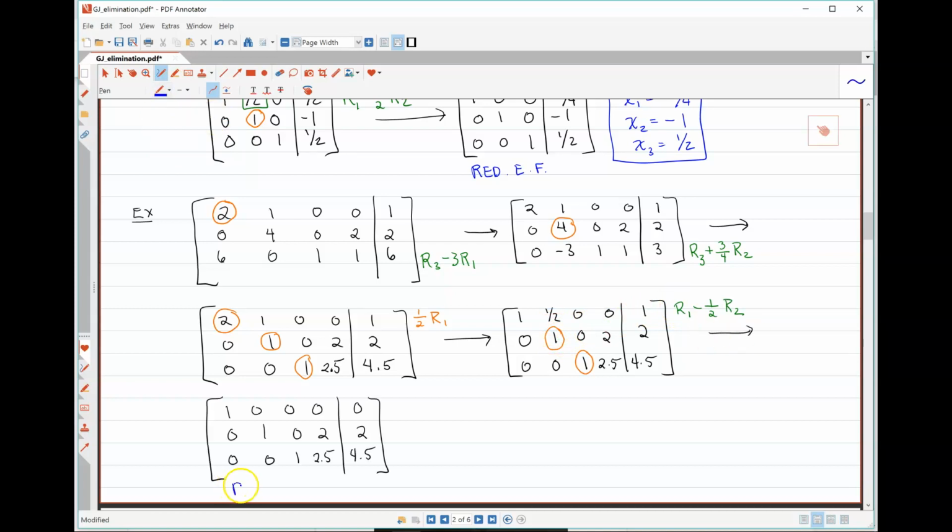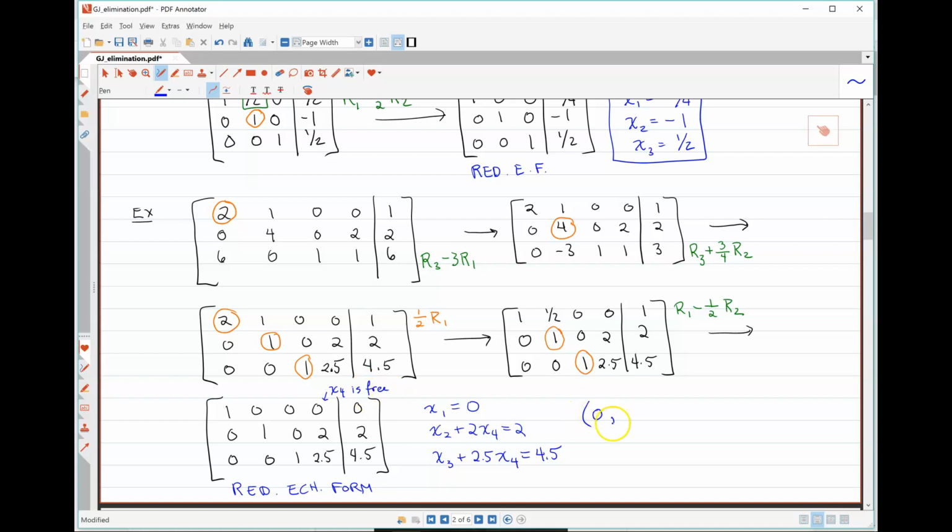And this matrix is in reduced echelon form, as we were hoping, and I can just read off the solutions now. This one says x1 is equal to 0. This second one says x2 plus 2x4 is equal to 2. The third one says x3 plus 2.5 x4 is equal to 4.5. And if we take a moment to note, there's no pivot in this last column, and that tells us that x4 is free. So when we write up our general solution, it's going to look like this.